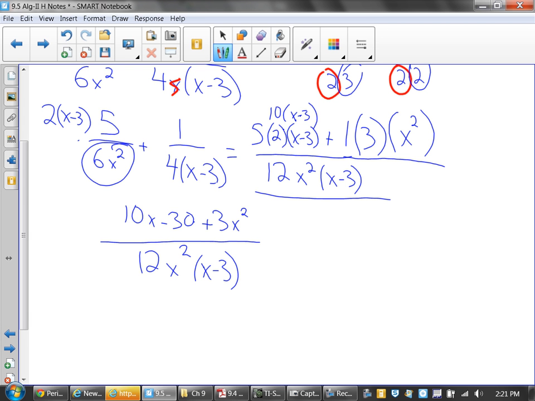You always combine your like terms on your numerator, and you leave the monomials multiplied together on the denominators. Yes, ma'am? Why do you multiply the top by the 2x or 2x minus something? What do I multiply 6 by to turn it into a 12? 4. What do I multiply the x squared by to turn it into x squared times x minus 3? That's why.